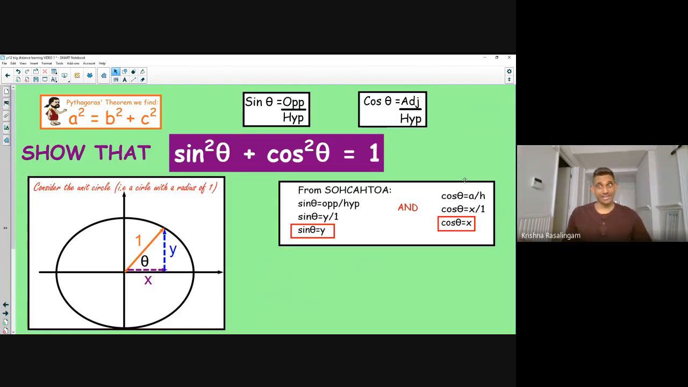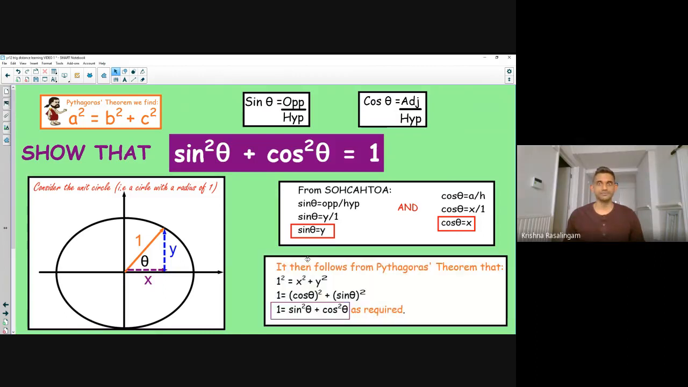Similarly, we can do it for x, and we have the adjacent and the hypotenuse. Again, the hypotenuse is 1, so we just end up with x equals cos theta. I've just subbed the numbers in, and if you divide by 1, it just disappears. So I've described y in terms of sine theta, and I've described x in terms of cos theta.